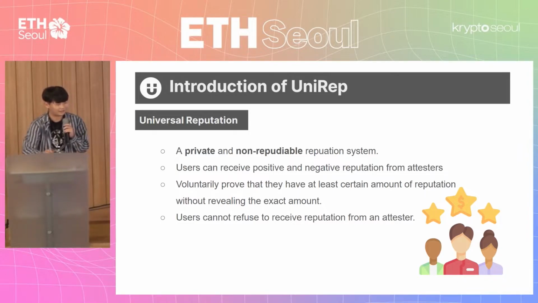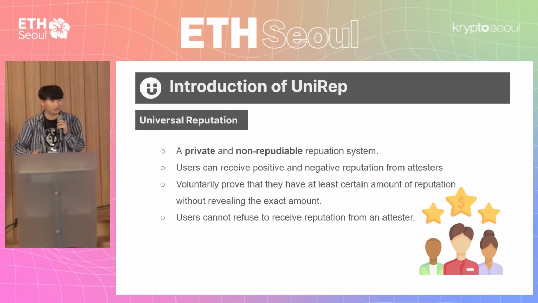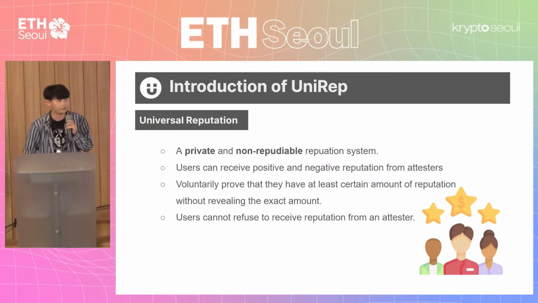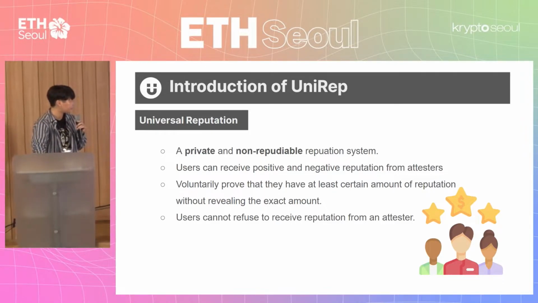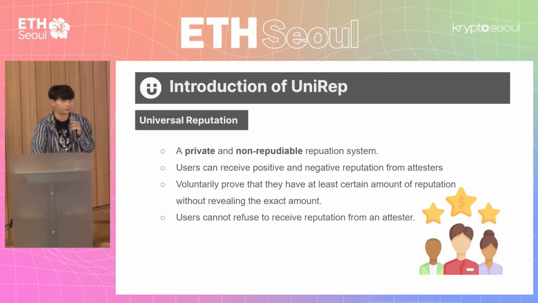Unirep is a private and non-repudiable reputation system. So a user can give others reputation, and also can voluntarily prove how much reputation he or she has. And also a user cannot refuse to receive bad reputation.